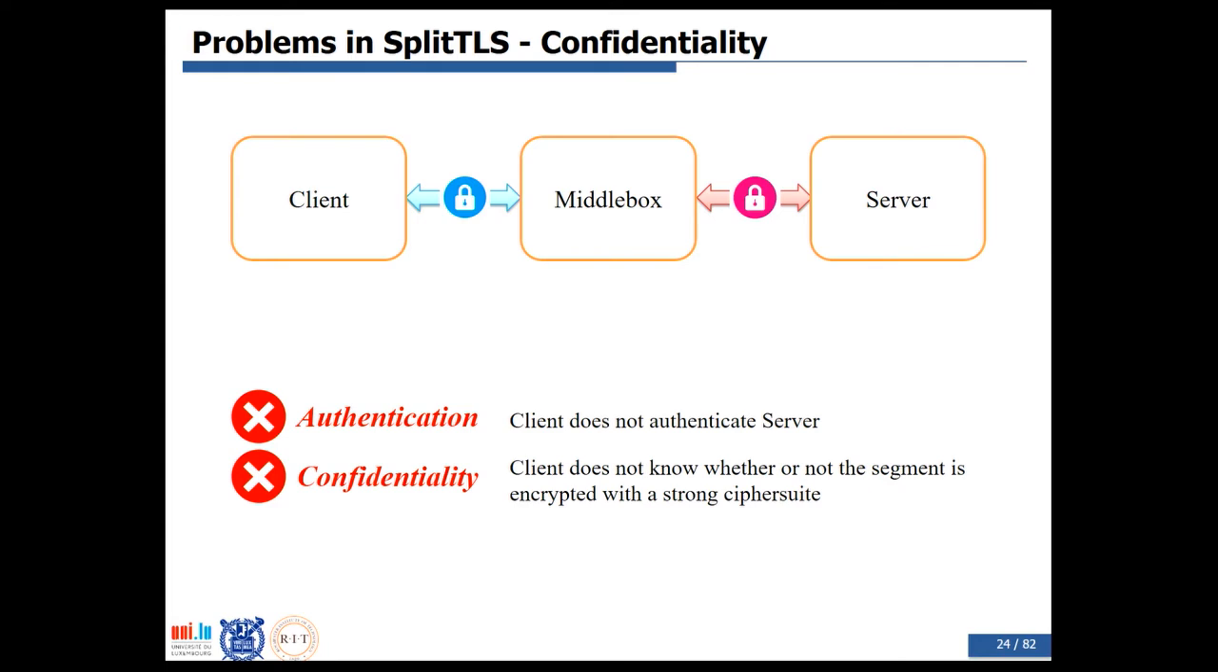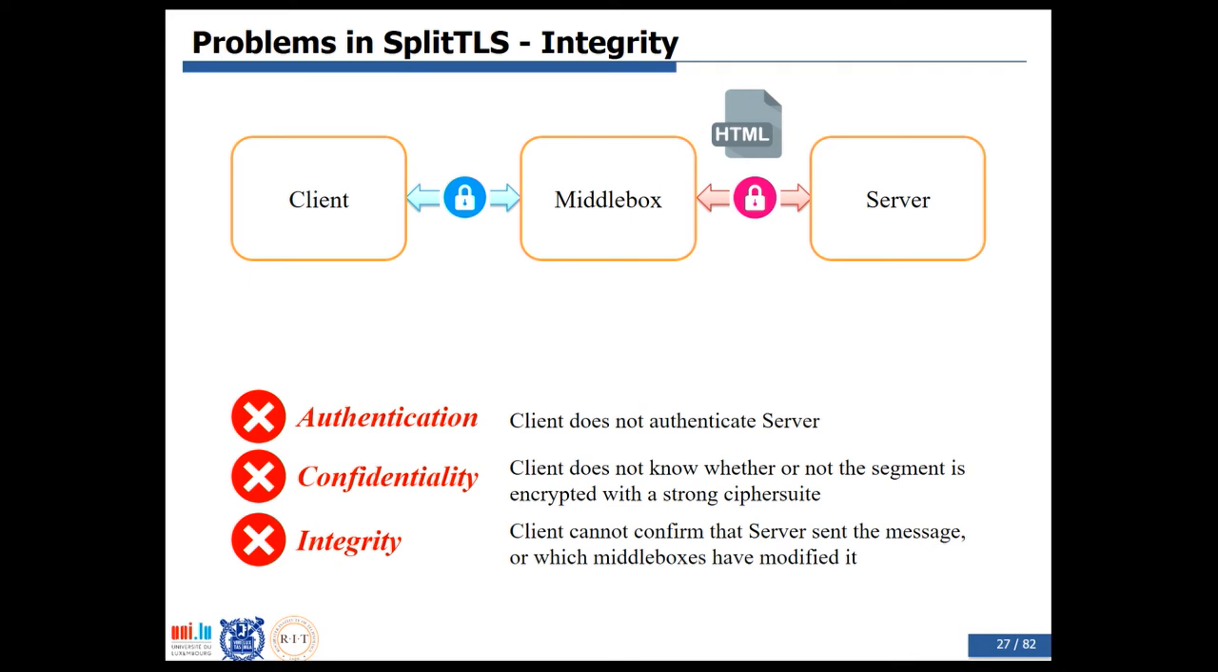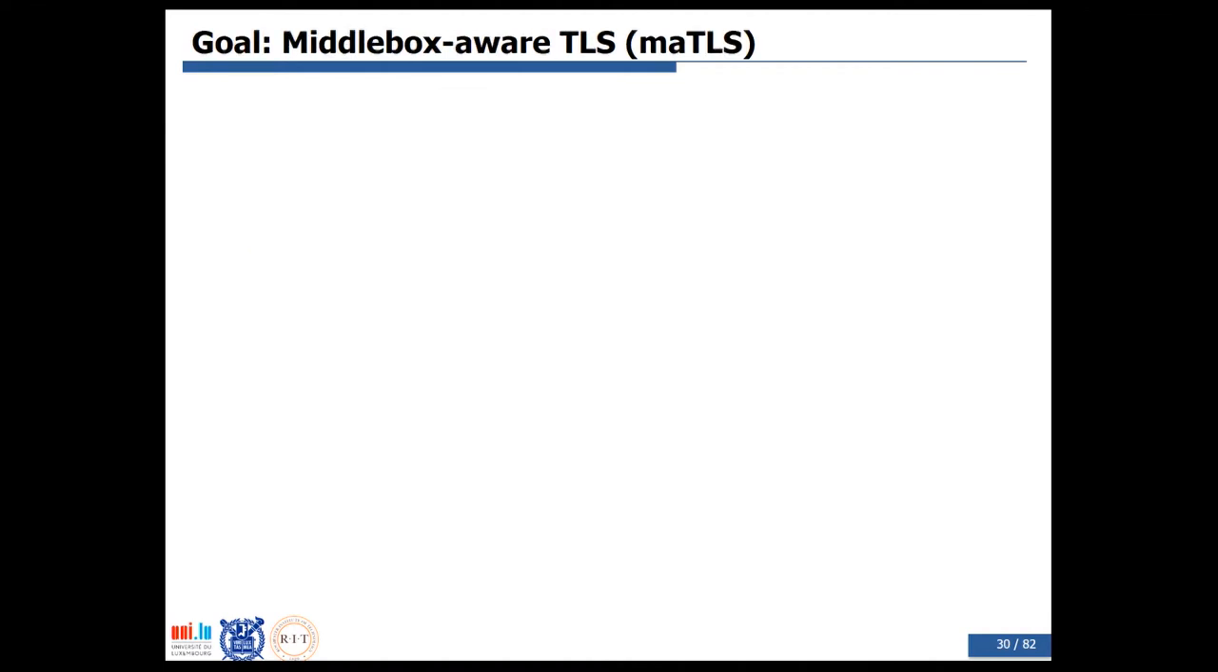Regarding confidentiality, even if weak algorithms such as RC4 or the SHA-1 hash algorithm are used after the middlebox, the client still believes the session is secure if a strong ciphersuite is used in the blue segment. Regarding integrity, when the server sends the original message, the middlebox can modify it into the orange document with an unwanted script. But the client still believes the received message is from the server without any modification.